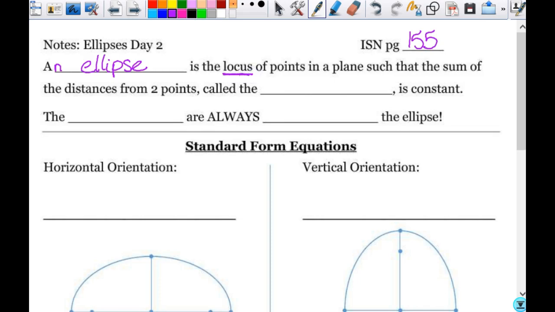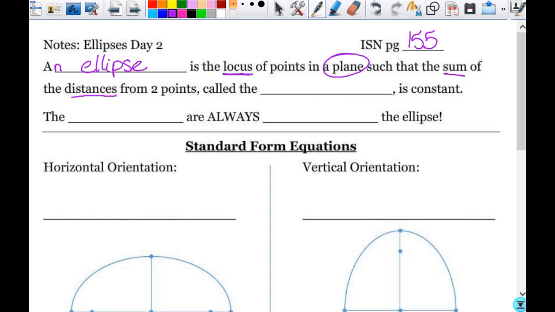Remember, what does locus mean? Like a set, okay? An ellipse is the locus of points in a plane, so we're two-dimensional, such that the sum of the distances from 2 points, so any point on the ellipse, if I take the distance from that point on the ellipse to 2 different points and I add the distances together, it's the same for any point on the ellipse. What are those points called?